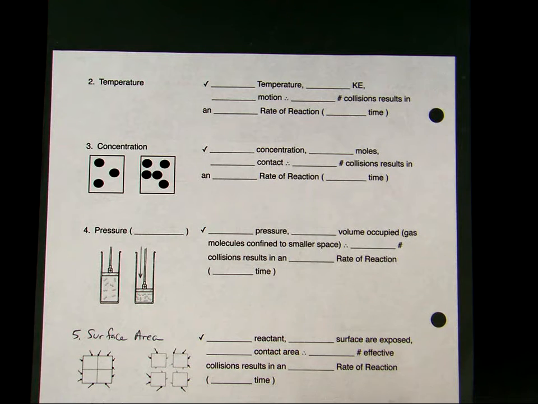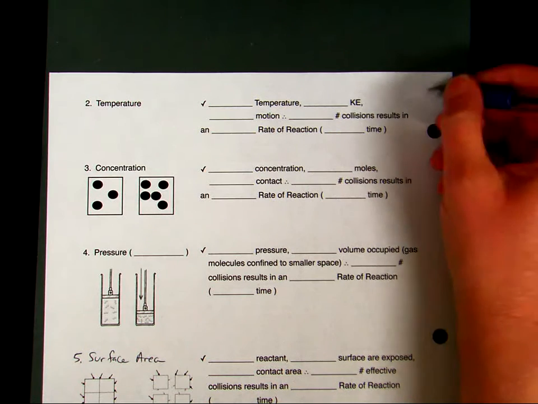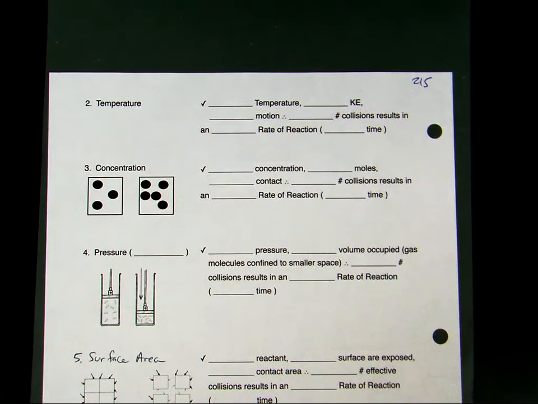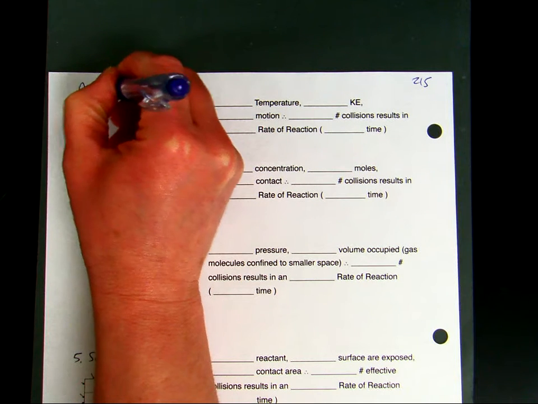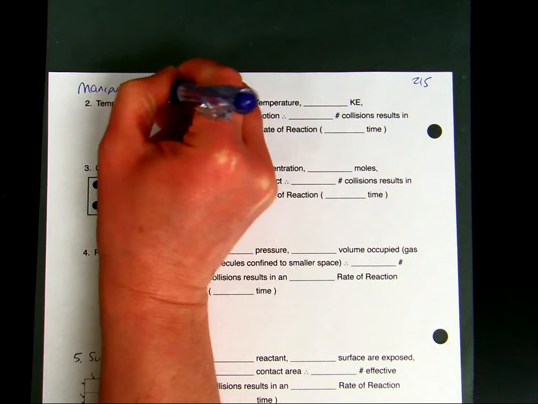Kinetics and equilibrium, note page 215. So we are looking at factors that can impact or change the rate of a reaction. And on this page, these are things that we are able to manipulate in the lab.